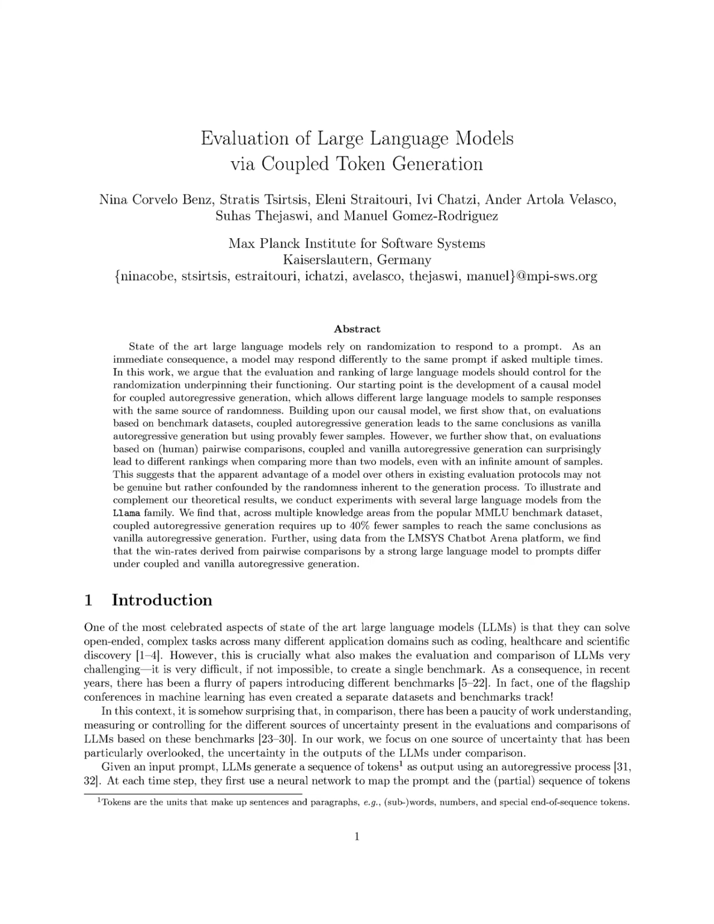An illustrative example of coupled autoregressive generation can be seen in the context of true-false questions, where the correct response is one of two options. In this scenario, consider two large language models, LLMs, M and M', tasked with answering a question like, "Is the sky blue?" Each model generates a response based on the same input prompt and shared noise values, which allows them to produce outputs that are positively correlated.